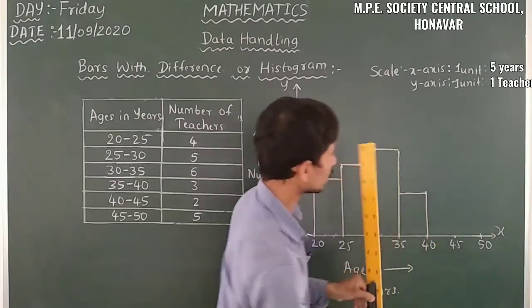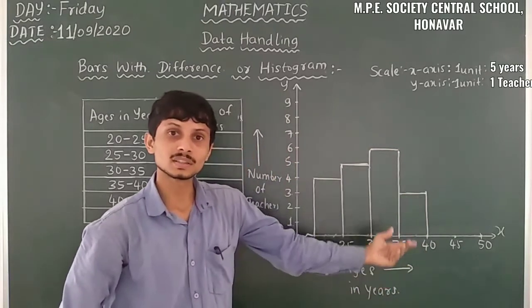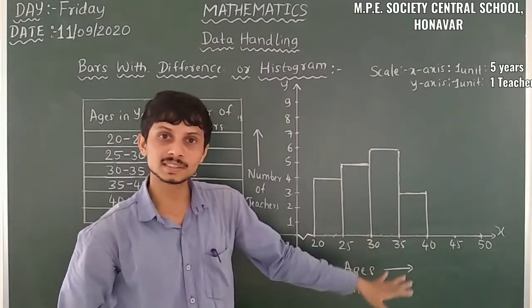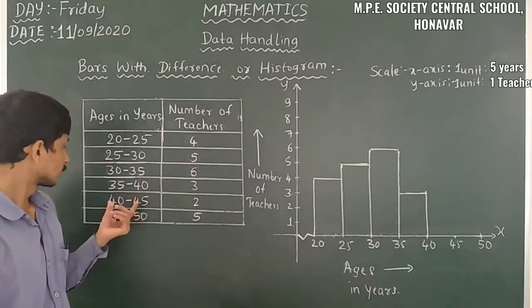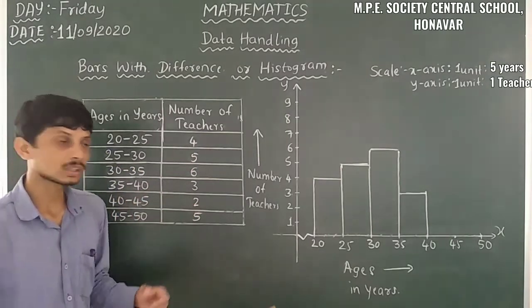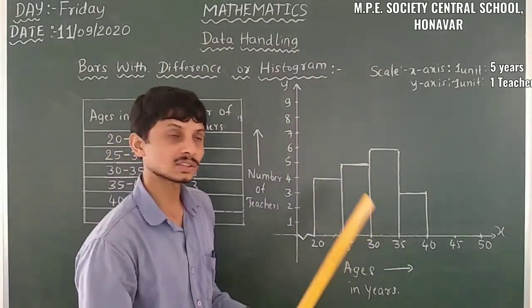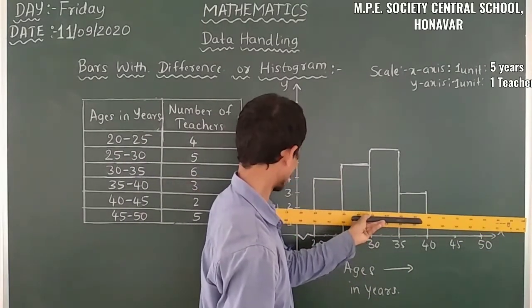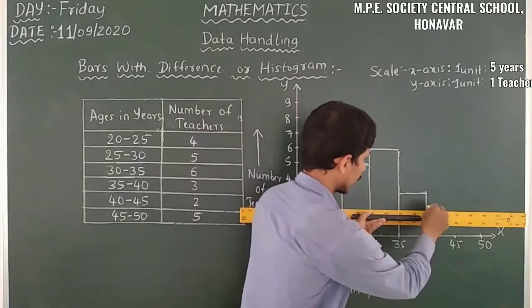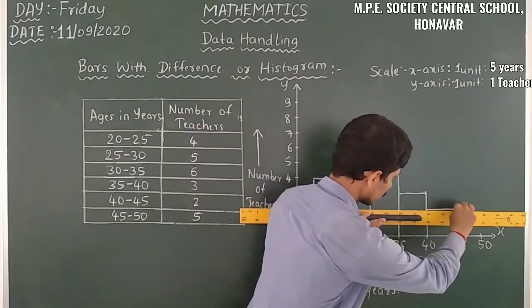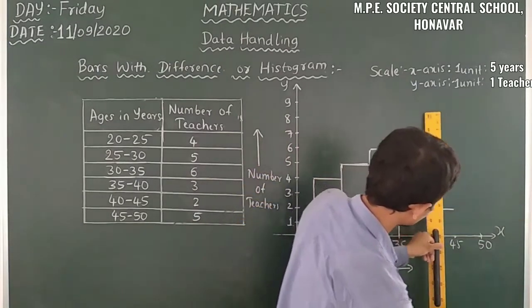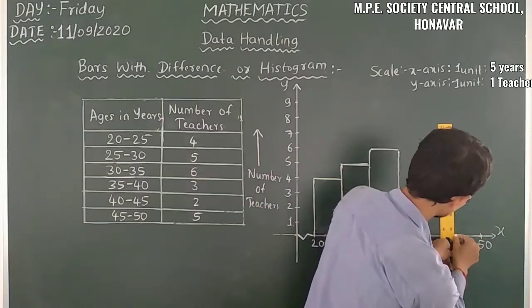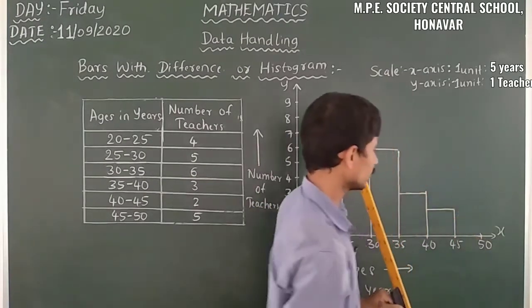Because compared to the previous one, the height of the bar decreases. Then 40 to 45, 2. So that means here also it decreases. That's why first I will take the horizontal line. So here, like this, we have to take this. So after that we have to draw the horizontal and vertical lines.